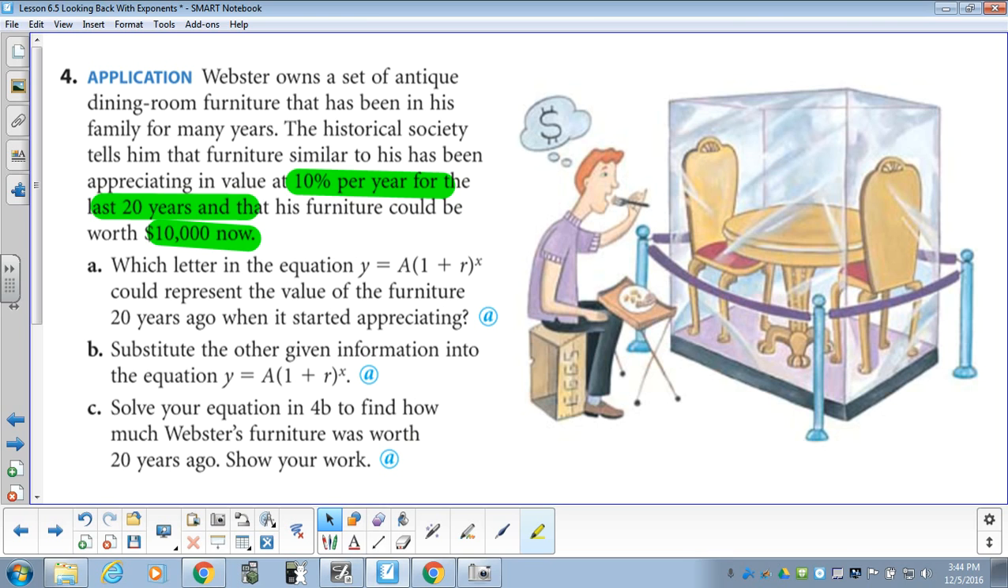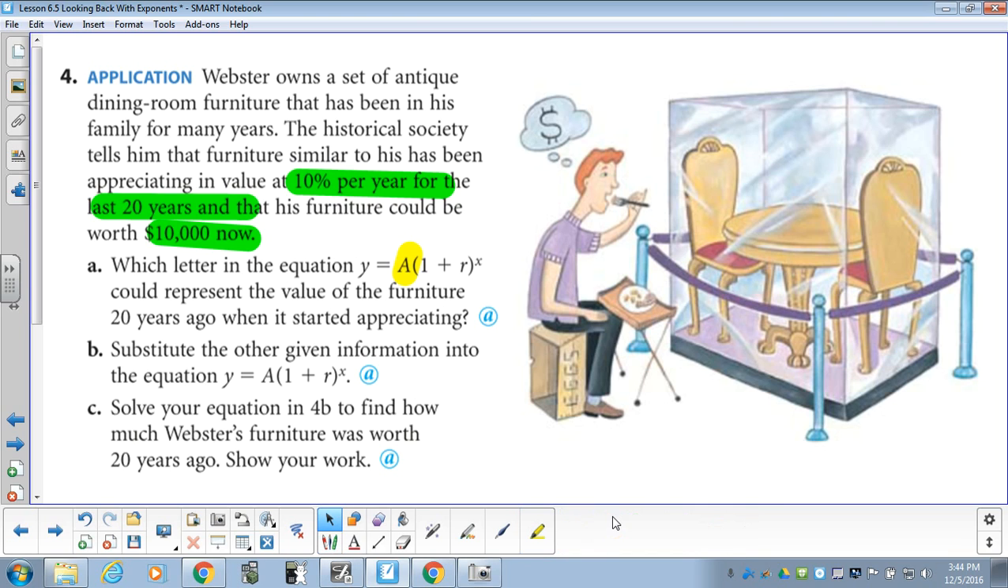So that would be the starting value. Which one of these letters is the starting value? Which one? A, exactly. A represents the starting value. That usually is the case for our books. So I will write that. I would say the letter A. That's what that is.